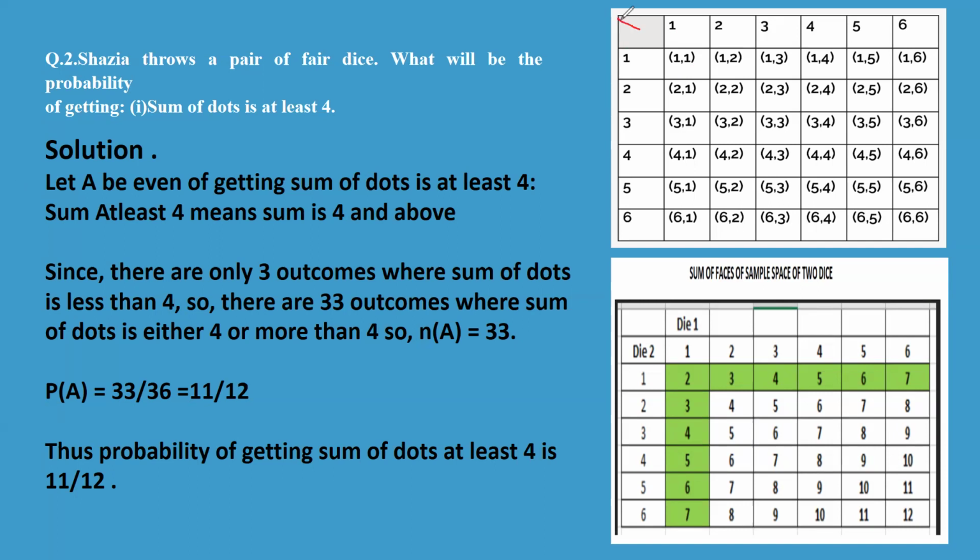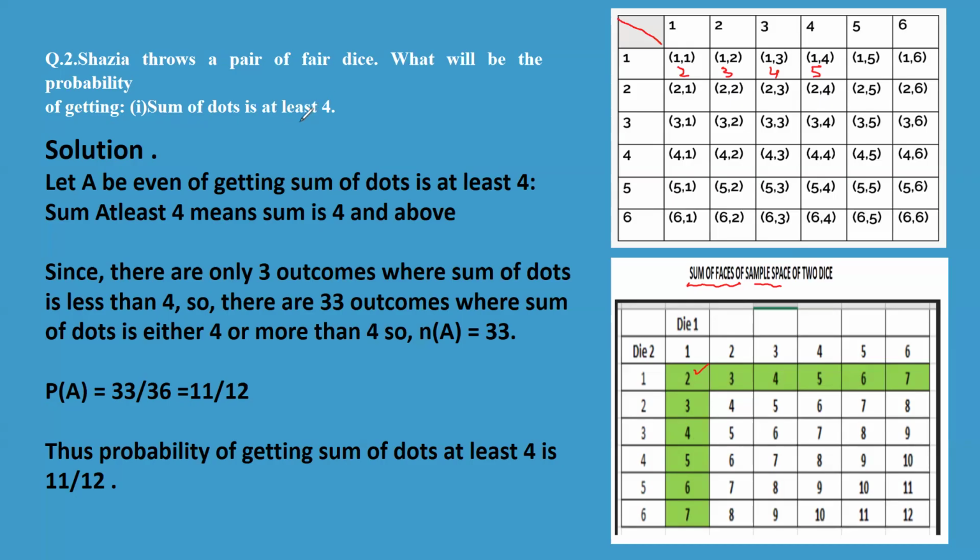First of all you need to make this table, as I explained earlier: the sum of faces of two dice, and then all possible outcomes of the two sample spaces. The sum of faces is written as the sum of their faces, like 2, 3, 4, 5, and so on. The actual requirement for this part is the sum of faces only, and the question asks to find the probability that the sum of dots is at least 4.